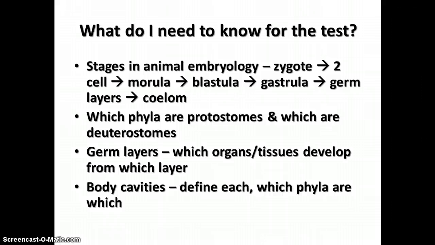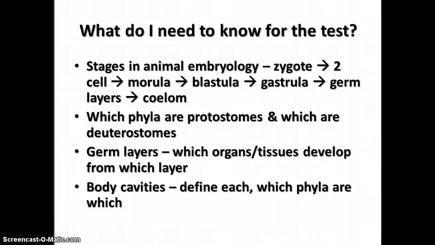So, the things that you need to know about for your test, you need to know about the stages in animal embryology. So, you know that the zygote is the first cell, this combination of the two gametes, and that goes through the 2-cell stage, 4-cell stage, 8-cell stage, and so forth, till you get a solid ball of cells called a morula. As the cells continue to divide, eventually there's not any room for the interior cells to get enough nutrients, etc., so they migrate to the outside and make that hollow ball, the blastula.